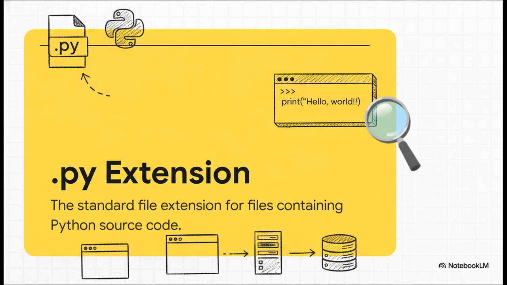Every language has its own little signature. And for Python, you can always spot its files by the simple .py extension. And when you're writing Python and you just want to see the output of your code, the most basic fundamental command you'll use is print. It's simple, it's direct, and it just works.